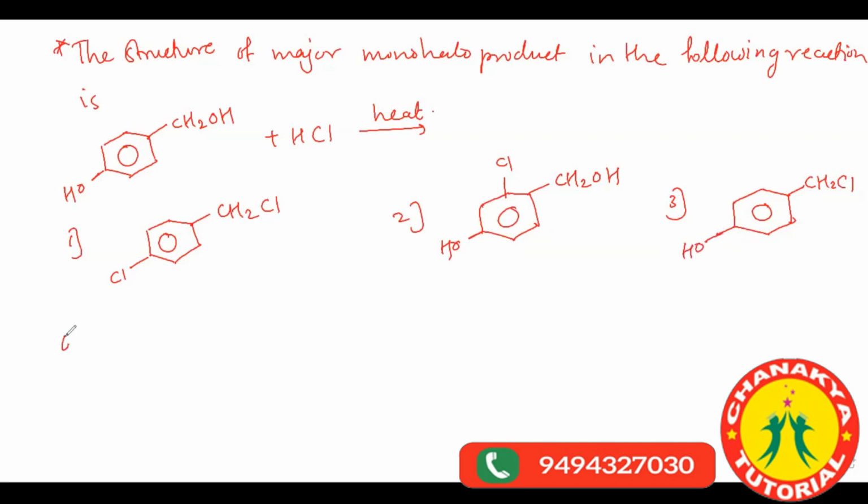And the fourth one will be completely opposite of third. But you will get here CH2OH and here Cl. What would be the product? What would be the answer?